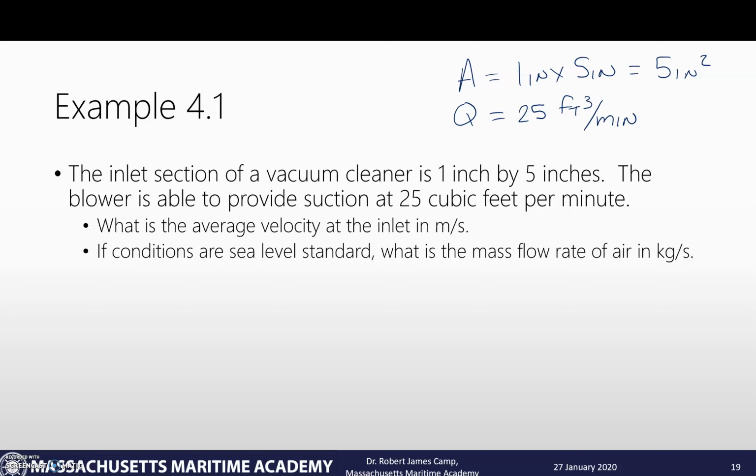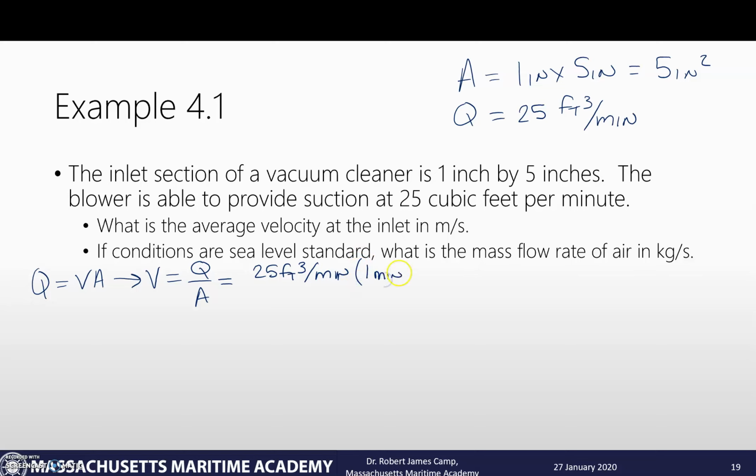So we need to calculate the average velocity. How do we calculate the average velocity? Q is equal to V times A, which tells us that V is going to be Q divided by A. So we start with Q, our 25 cubic feet per minute. There's a couple of problems with that. That's not in standard units, so let's change that to per second, which is our more typical unit.